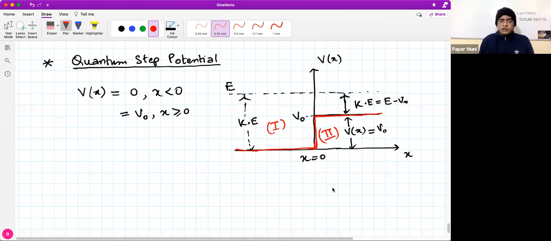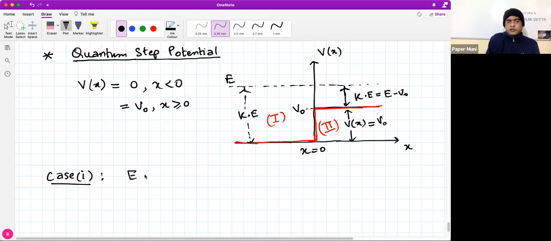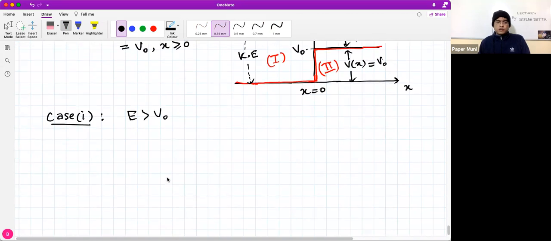Now, what happens in the quantum mechanical case? Case 1: E greater than V naught. The energy is more than the potential given to you. So what happens now? Every potential we start discussing boils down to one thing, solving the Schrodinger equation.